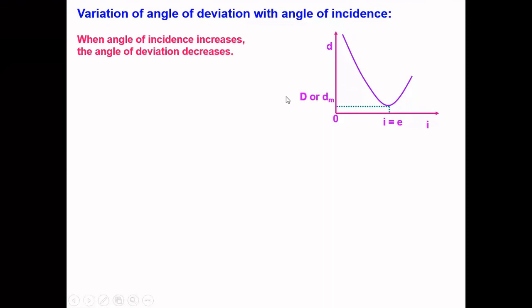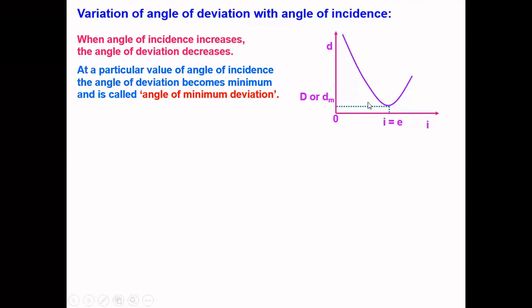Next, when the angle of incidence increases, the angle of deviation decreases. So at a particular value of angle of incidence, the angle of deviation will be minimum. That value of angle of deviation we are calling the angle of minimum deviation. If you write the angle of minimum deviation, I am taking it as capital D. At this value, I will be equal to E, and of course R1 also will be equal to R2, meaning the angle of refraction will be equal, which I am taking as R, right?